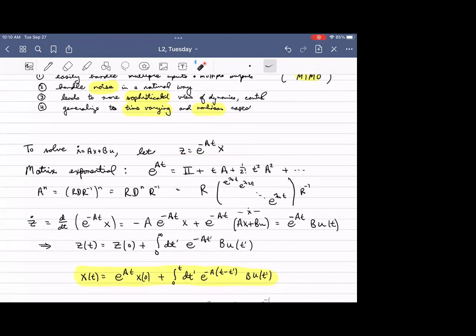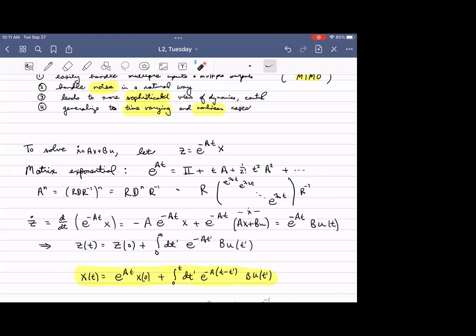We define a matrix exponential in terms of a Taylor series, taking advantage of the fact that A to the n is something we can easily express. It's R D to the n R inverse, where D has entries lambda to the nth. When we evaluate the exponential, all of the terms gather into exponentials of the individual eigenvalues. So this will be e to the lambda 1 t, e to the lambda 2 t, all the way down to e to the lambda n t, times R inverse.